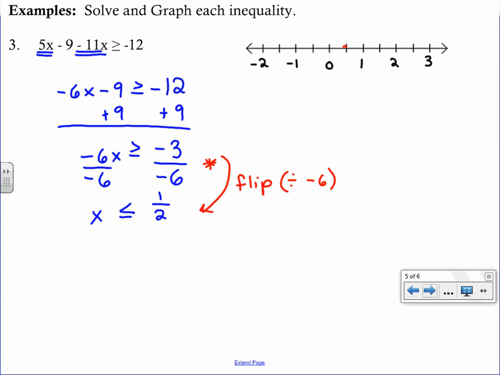So at 1/2, halfway between 0 and 1, I'm going to fill in my circle. And then we're going to shade numbers smaller than 1/2. So 0, negative 1, negative 2, and everything in between. So we shade in that direction. So again, to reiterate, pay special attention to the flip because we divided by that negative.